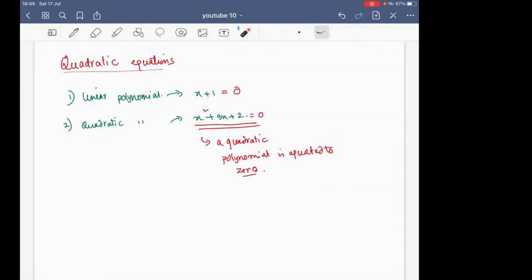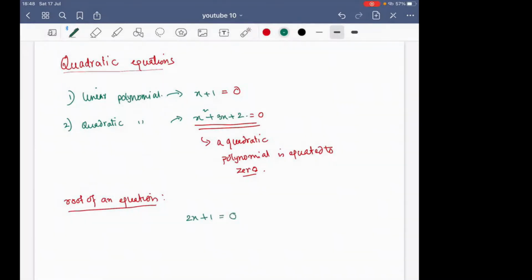Okay, so once we have the idea of what a quadratic equation is, let's discuss what a root is. What is the meaning of root of an equation? So let me show you starting with the linear polynomial. So let's say we have a linear equation. Okay, we are not discussing quadratic equation right now. We are starting with a linear equation.